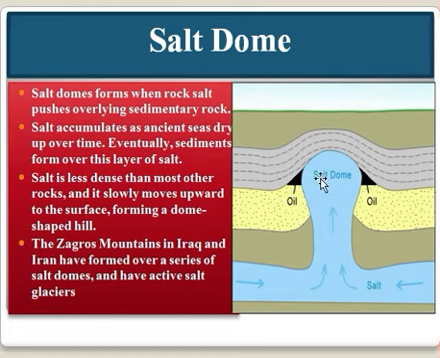Sometimes a salt dome also contains oil deposits. So this is very important for mineral exploration and for mineral deposits also. The Zagros mountains in Iraq and Iran have formed over a series of salt domes and actually have active salt glaciers in this area, in the Zagros mountain area.